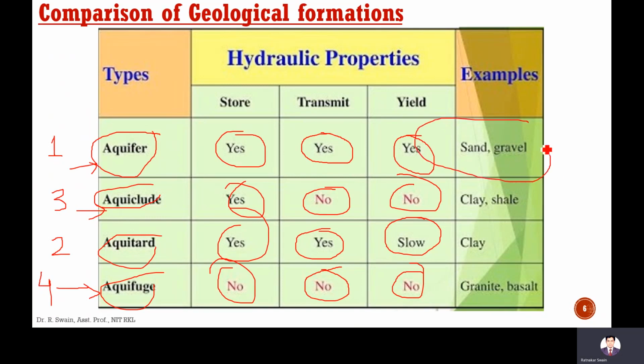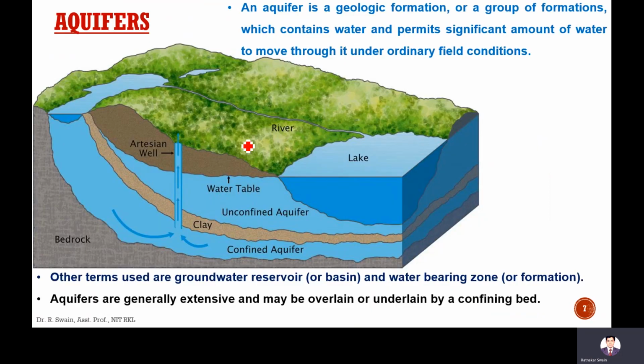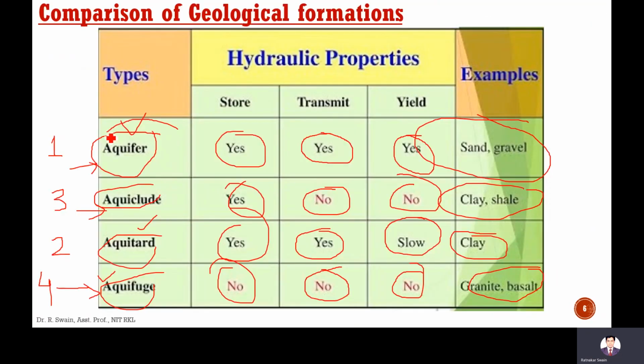These are the examples, meaning the soil types in which these different geological formations occur. In sand and gravel, an aquifer may occur. In clay and shale, an aquiclude. If it is sandy clay, then an aquitard. If it is a granite and basalt layer, then it is called an aquifuge. So these are the different comparisons between these geological formations. Next, we'll discuss the aquifer in detail.